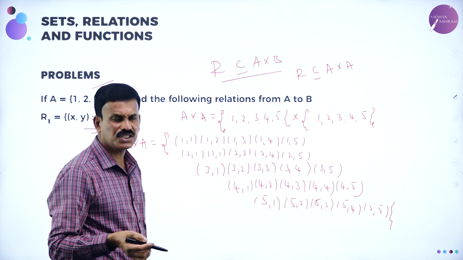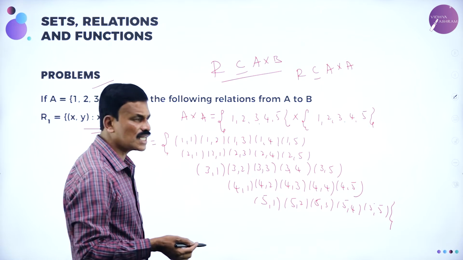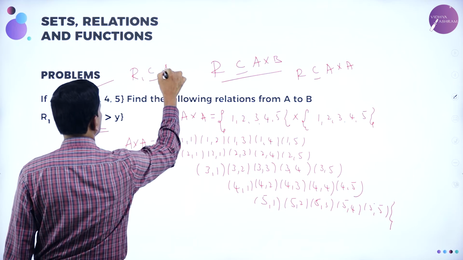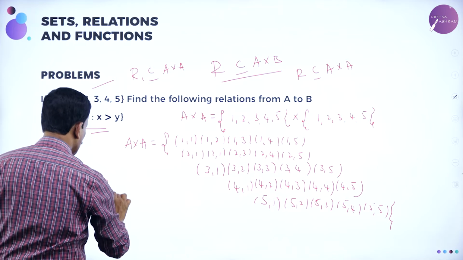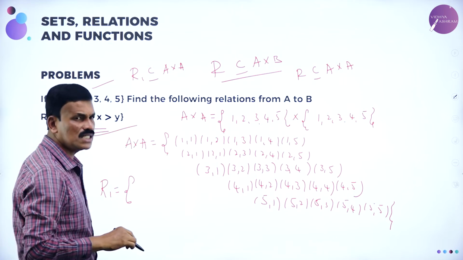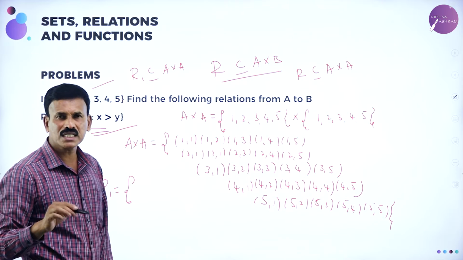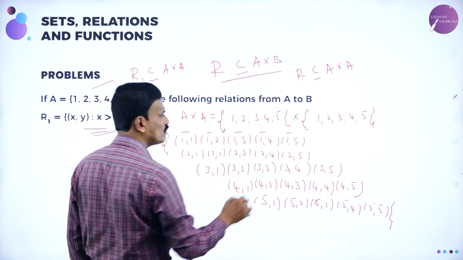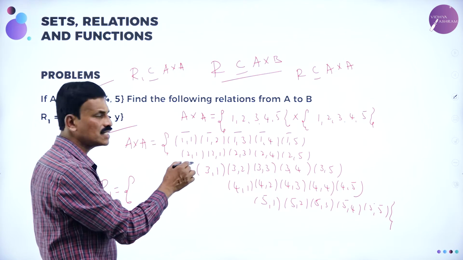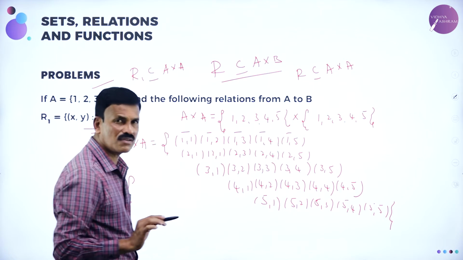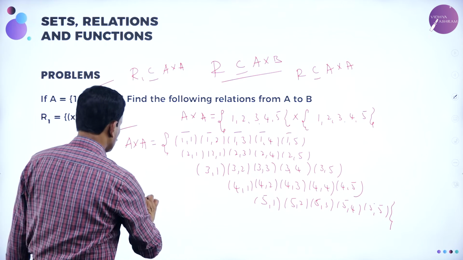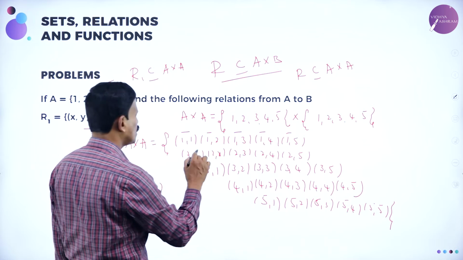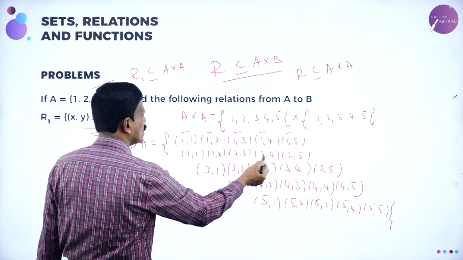Now according to the definition, a relation is a subset of A cross B. So here the relation R1 is a subset of A cross A. R1 is given by the condition x is greater than y: the first number is greater than the second number. We cannot take (1,1), (1,2), (1,3), (1,4), (1,5), because 1 is equal to 1, and 1 is less than 2, 3, 4, 5. We can take (2,1), because 2 is greater than 1. (2,2) and (2,3) cannot be taken.